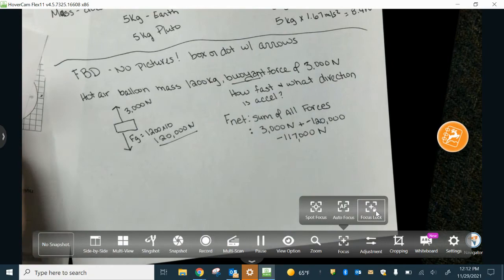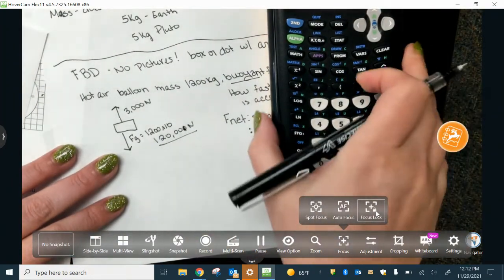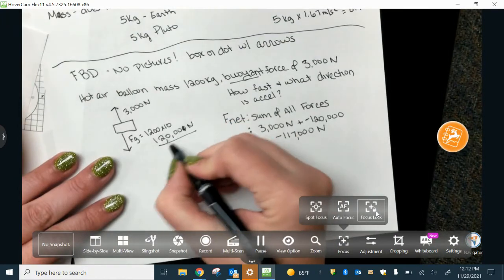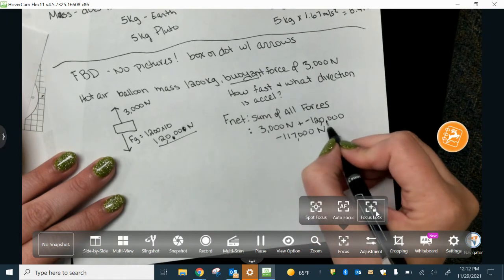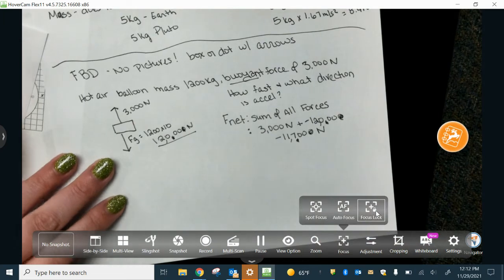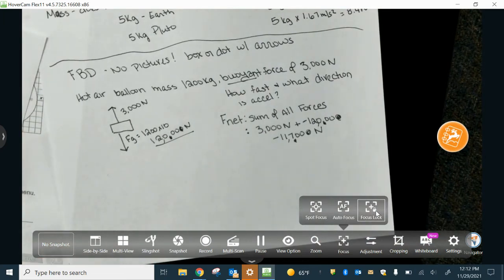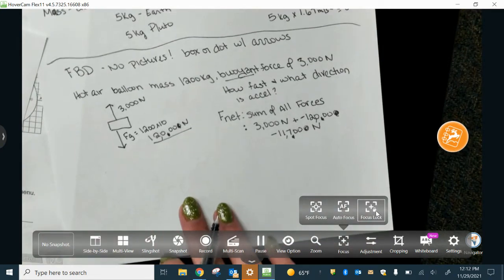Hey, guess what I did? I made a boo-boo, which would make a lot more sense. I added an extra decimal. It's actually 11,700 newtons, which makes a lot more sense. It's still bad news for this, so that was my bad, sorry. This is important why we use our calculator and take our time.